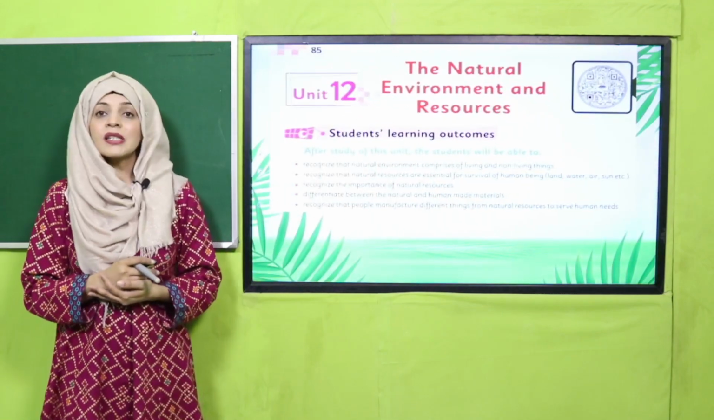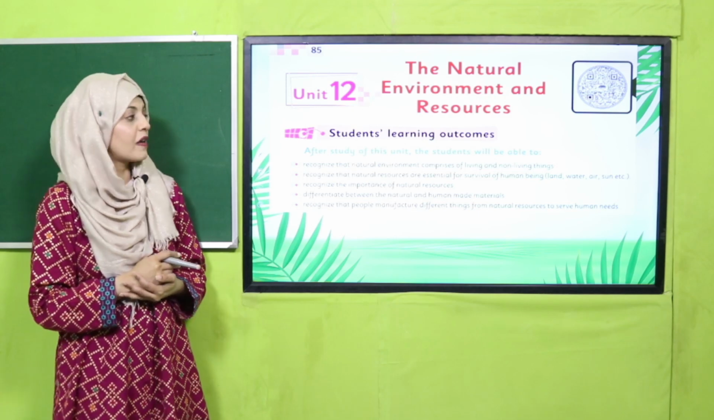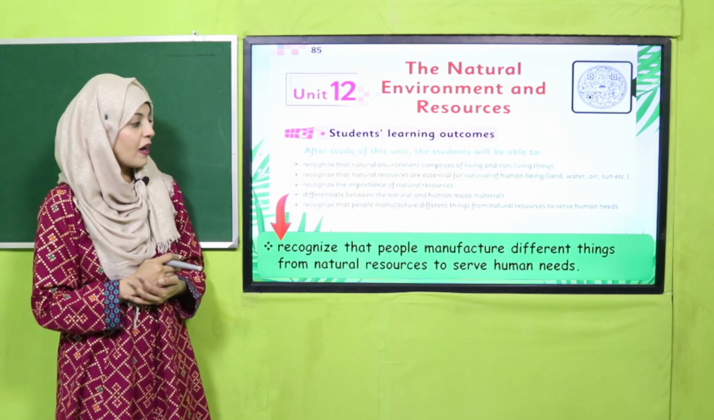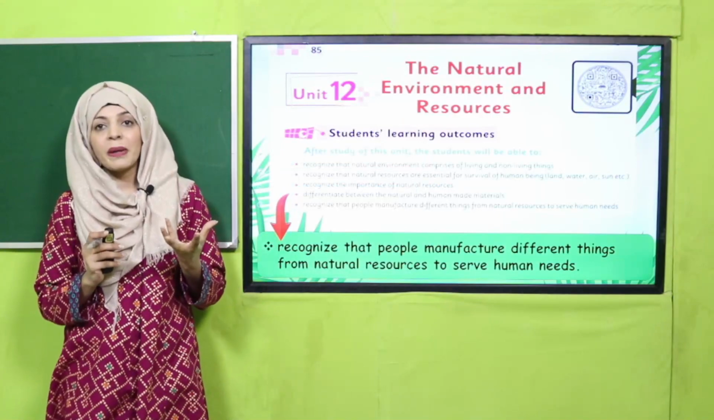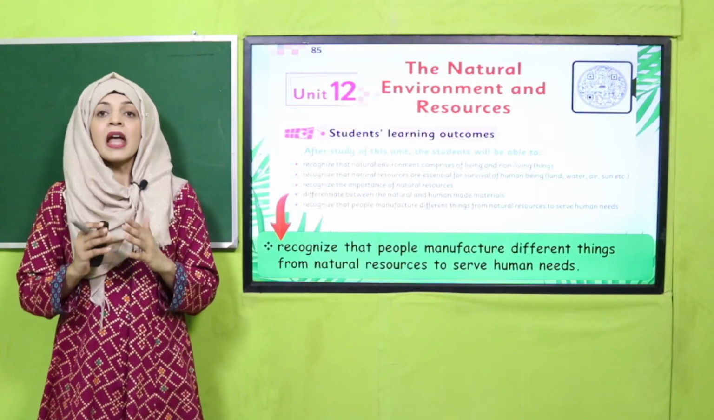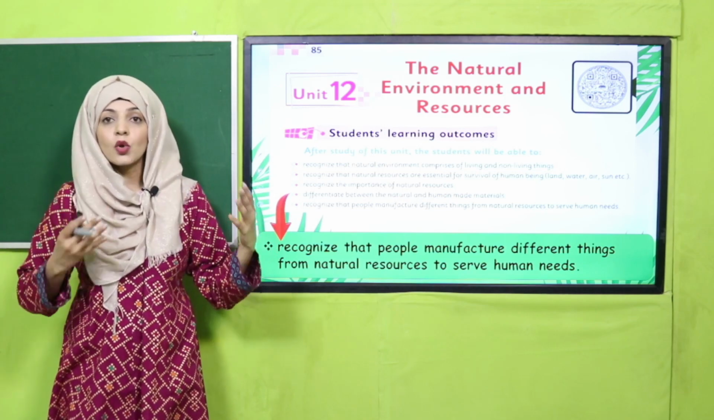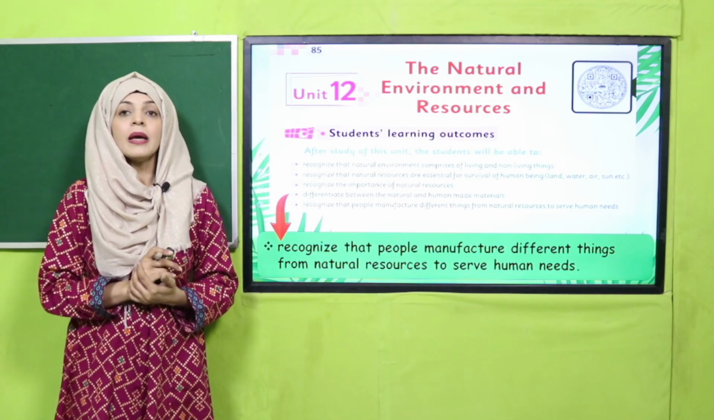So my dear students, let's quickly look at the student learning outcome for today, which is given on page number 85. Today we will recognize that people manufacture different things from natural resources to serve human needs. So jitni bhi human made things hain, man made things hain, woh hum apni needs ko fulfill karne ke liye, apni zaruriyat ko poora karne ke liye natural resources ka istemal karte hue banate hain.